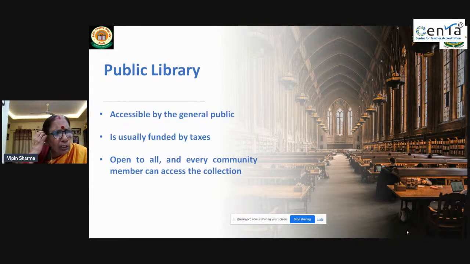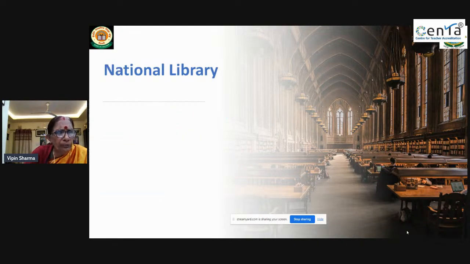This is different. This is a public library, accessible by the general public, funded by taxes. This is okay. Not for profit, fine.